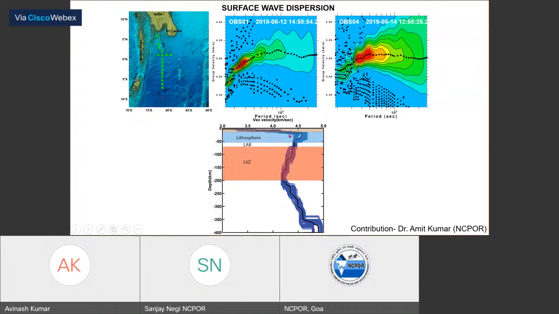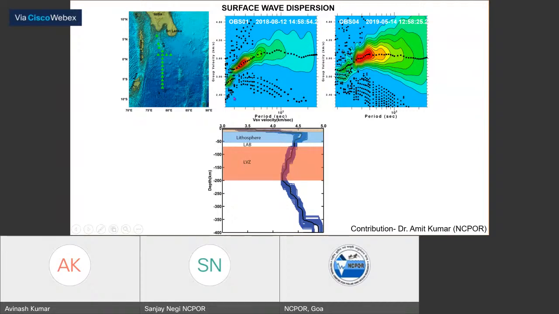So this is one of the models, the a priori model, which has come from the surface wave. The first diagram shows you the locations of the OBS stations, and for all these stations we have estimated the group velocity as well as the phase velocity dispersion. And this is an example.